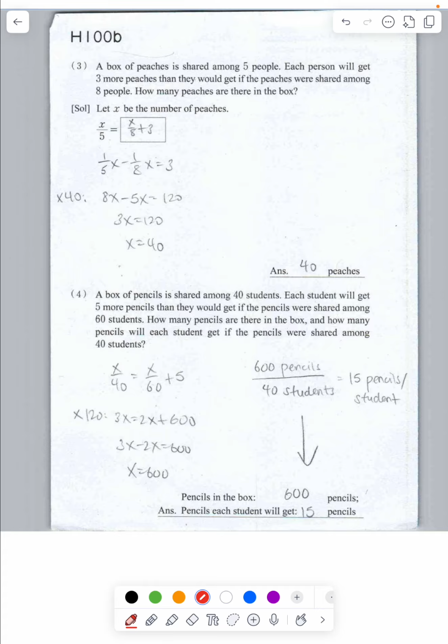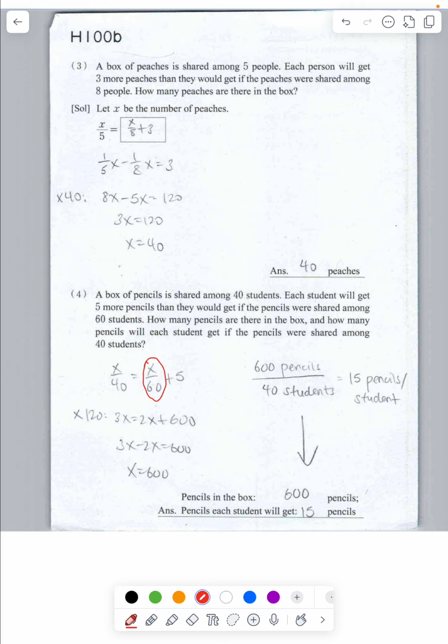First of all, let's set our x. What do you want to set our x as? Okay, we want to set our x as the total pencils in the box. A box of pencils is shared among 40 students. Each student will get 5 more pencils than they would get if the pencils were shared among 60 students.